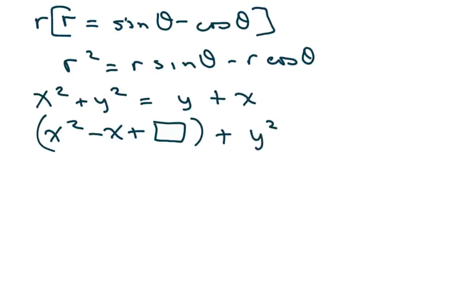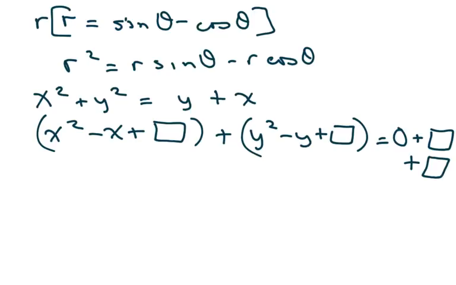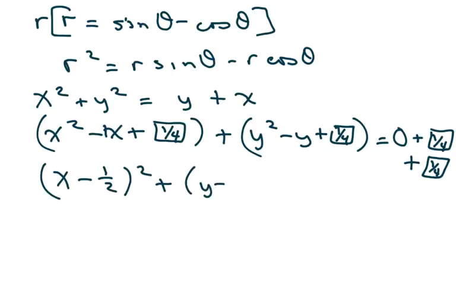Plus y squared minus y equals 0. Then we have the two boxes or squares we have to add. So when you complete the square, there's a 1. You're going to put 1/4 here and 1/4 here. So now I'm going to make this x minus half of 1, which is 1/2, squared, plus y minus 1/2, squared, and 1/4 plus 1/4 equals 1/2.